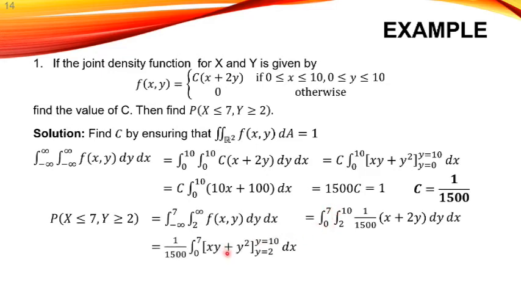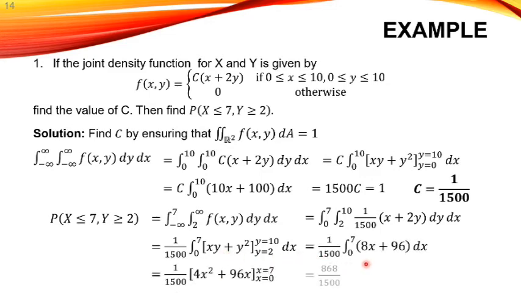So evaluating the integrals, we will come up to an answer of 868 over 1500, or approximately 0.5787. This is the joint probability of x and y.